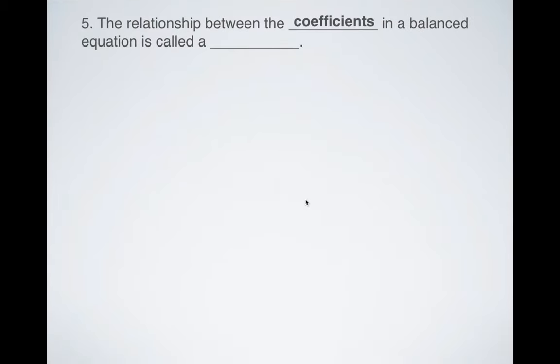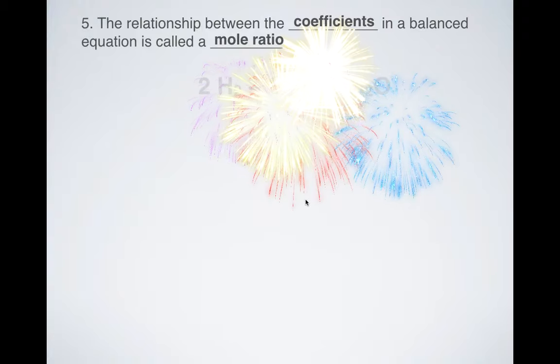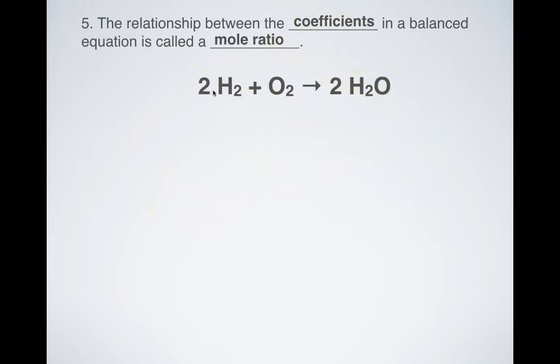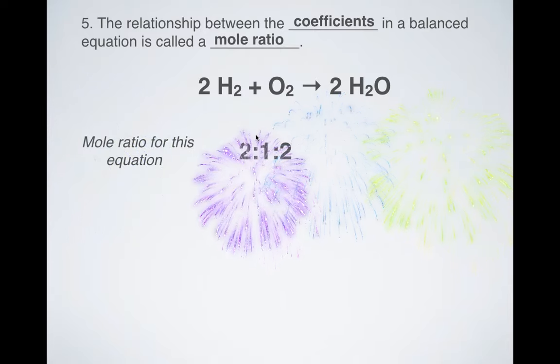Now, what do we call the relationship between the coefficients? That's called a mole ratio. So for example, I have 2 H2s, I have 1 oxygen, and I'm making 2 water molecules. That's what we call our mole ratio.